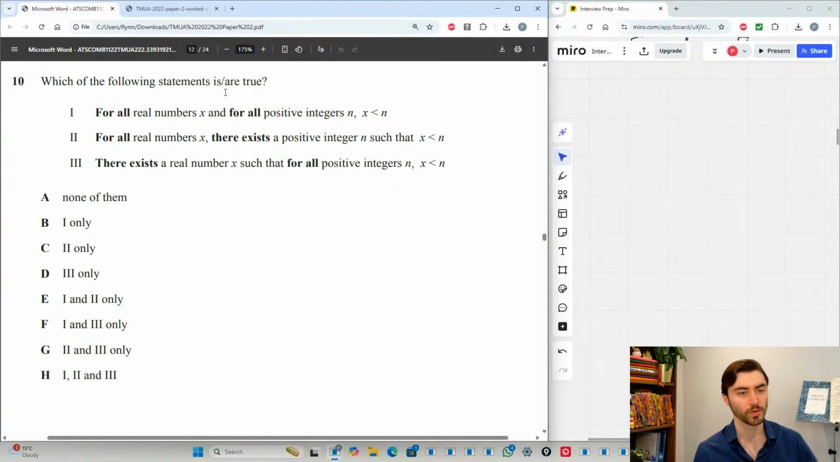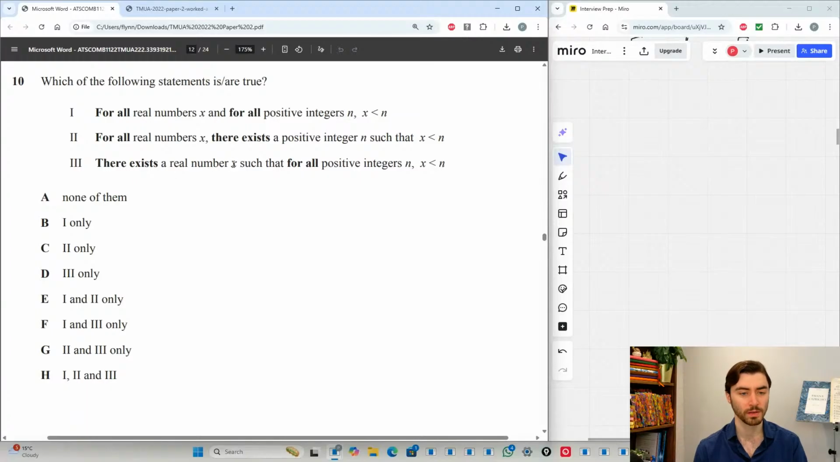So, which of the following is true for all real numbers x and for all positive integers n? Well, the first one isn't true, because it's certainly true you can have a real number that is bigger than a positive integer. So that's just not true. For all real numbers x, there exists a positive integer n such that n is bigger than it. That is certainly true. For every real number, you can just round it up, take that integer, and that number would be bigger. So that's true.